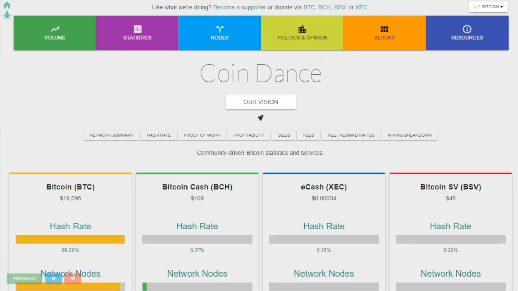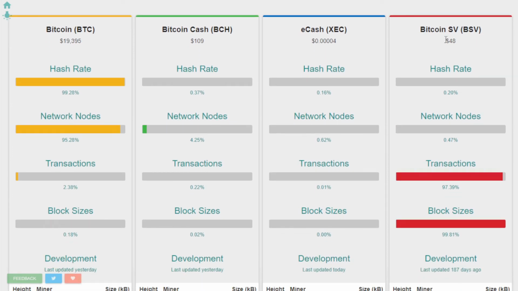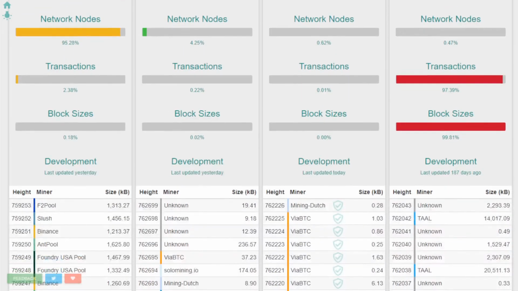Now let's have a look at the statistics that represent the fundamental figures of the original protocol and genuine Bitcoin. We currently have a price today of just $48. A hash rate, which is the number of attempts miners have at finding SHA-256, at 0.2%, network nodes, which are the mining operations supporting the network. But look at this, the transaction volume is 97.39% of the entire network in comparison to these alternative protocols. And the block size, which is the data being uploaded onto the network, is represented at 99.81%. This is absolutely enormous.